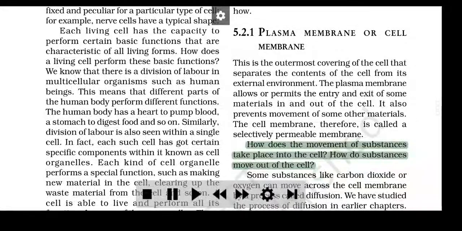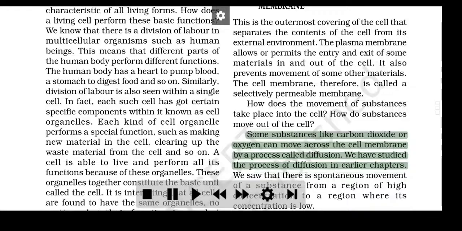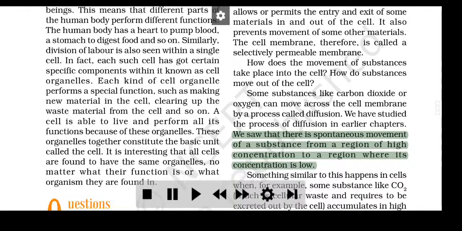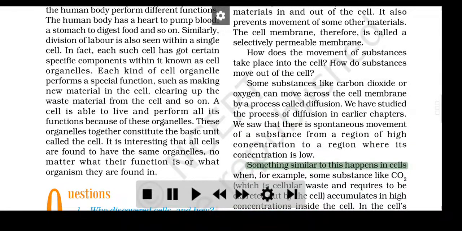How does the movement of substances take place into the cell? How do substances move out of the cell? Some substances like carbon dioxide can move across the cell membrane by a process called diffusion. We have studied the process of diffusion in earlier chapters. We saw that there is spontaneous movement of a substance from a region of high concentration to a region where its concentration is low. Something similar happens in cells.